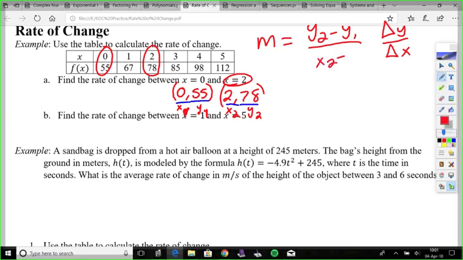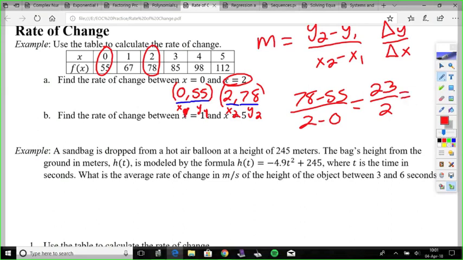All right, x2 minus x1. All right, so what was it? 78 minus 55, and then 2 minus 0. And that's all you got to do. I mean, you can use a calculator on these questions. These wouldn't be on a non-calculator question. So 78 minus 55 is 23, and then 2 minus 0 is 2. And 23 divided by 2 is 11.5. Right, so your answer is 11.5.